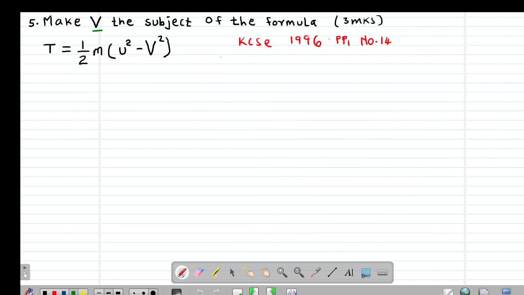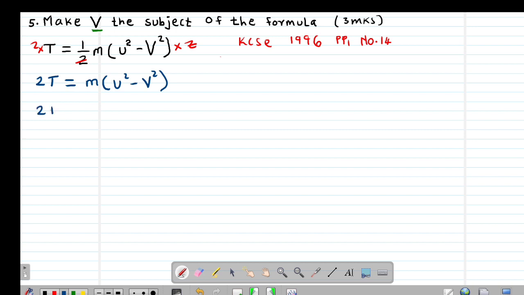Then we move to our next example, which is example number 5, which is also a past KCSE question done in 1996, paper 1, question number 14. It reads: make V subject of the formula T is equal to a half M into U squared minus V squared. So for me to achieve that, I'll start by eliminating the fraction. Therefore, I multiply both sides by 2 so that the 2 and 2 can cancel out. So I'm going to remain with 2t being equal to m into u squared minus v squared.